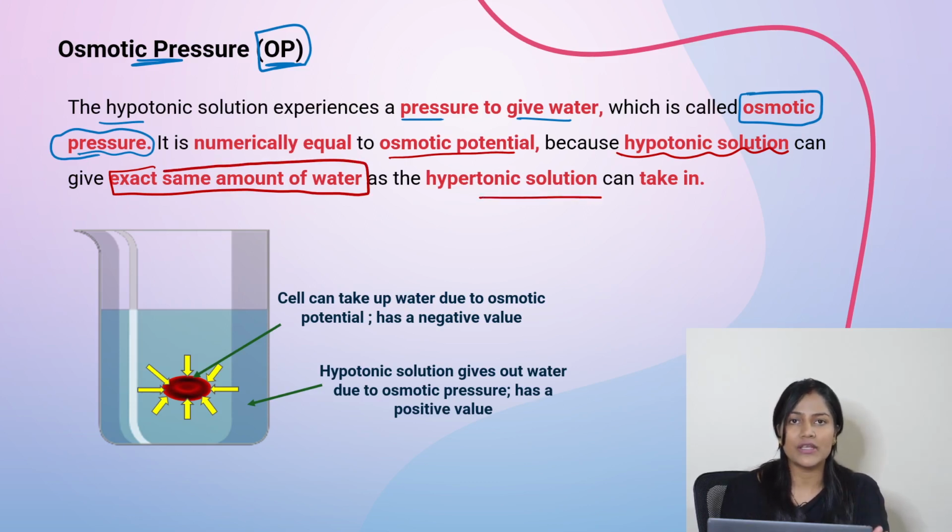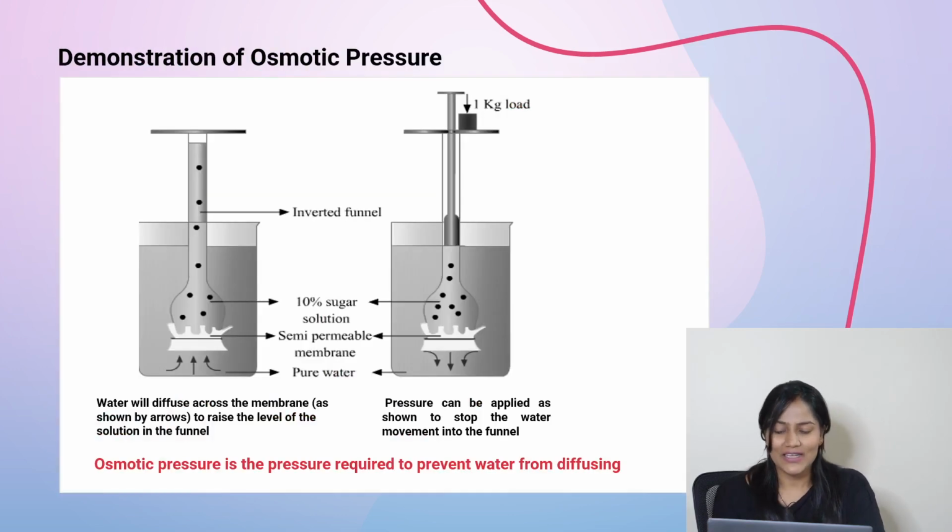If you want 100 rupees, you're going to get only 100 rupees, not more than that. If you're going to create a pressure for 1000 rupees, you might get 1000 rupees. Yes. Okay. Now this is a demonstration from your NCERT, so it talks about the osmotic pressure.